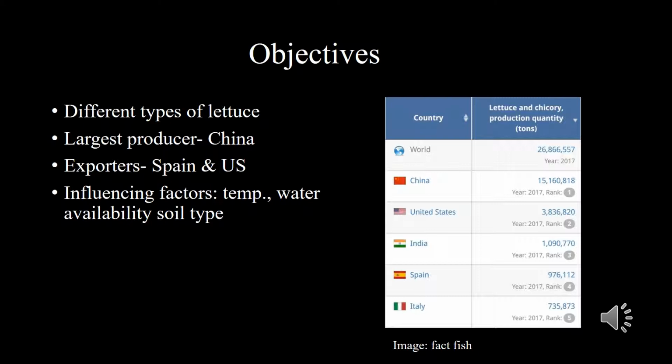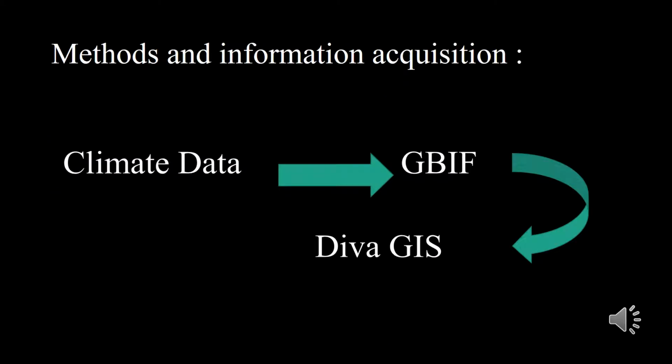The methods I used to acquire my information for the following PowerPoint were the following. I downloaded my climate data. I then proceeded to go onto the website GBIF, which is a research infrastructure that contains large amounts of data on biodiversity. I then proceeded to download DIVA-GIS, which is a computer program used to map geographic data and analyze biodiversity.